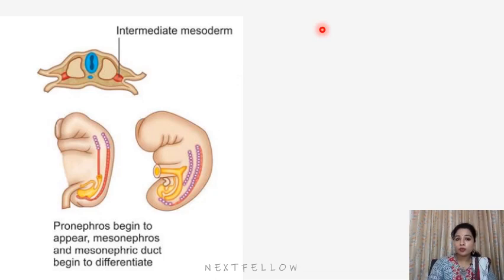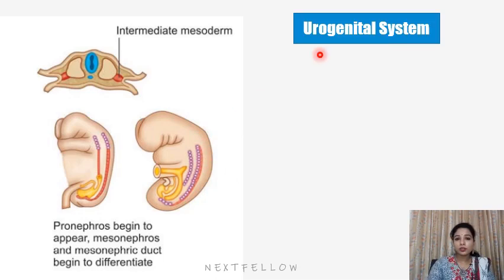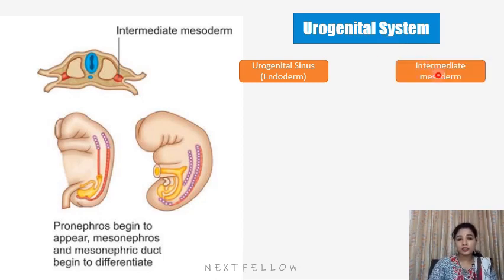After the folding of the embryo, the intermediate mesoderm forms a longitudinal elevation of mesoderm along the dorsal body wall on each side of the dorsal aorta. On each side of the dorsal aorta we see the intermediate mesoderm present like a longitudinal ridge. This longitudinal elevation is called the urogenital ridge. So the urogenital system is from the urogenital ridge of intermediate mesoderm.